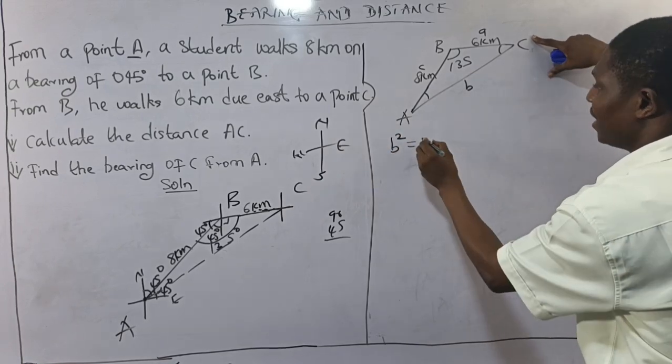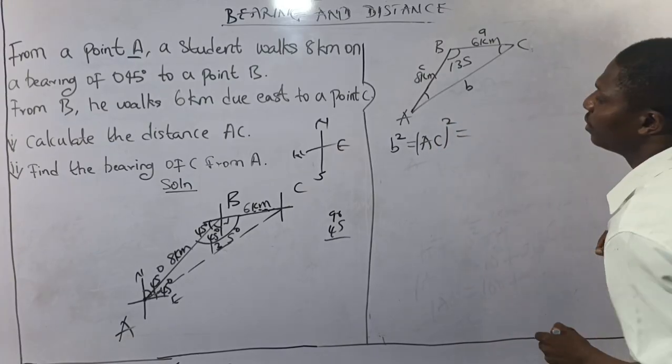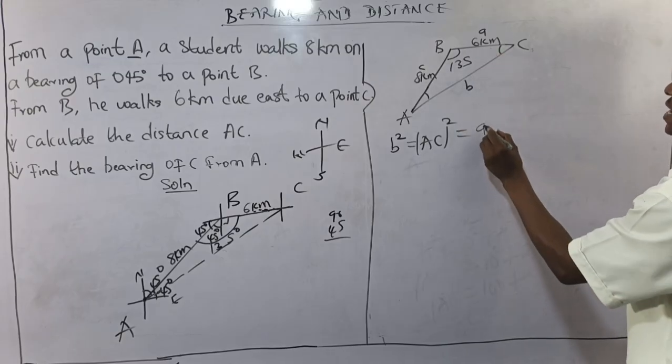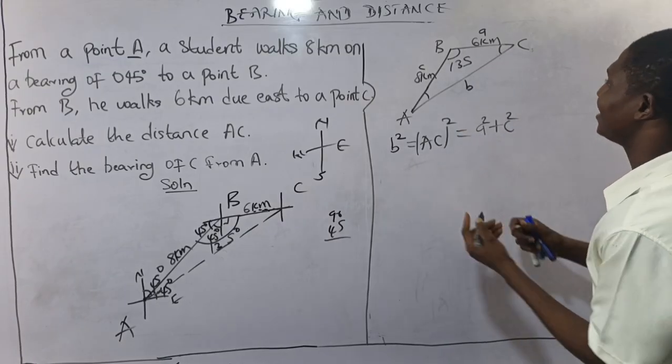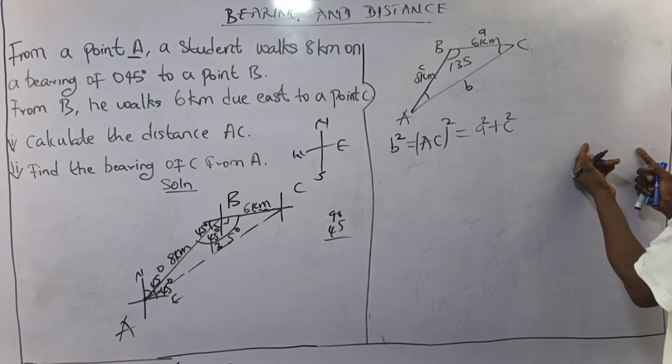B square equals A square, yes. So I have my AC in bracket square, which will give me B square equals A square plus C square. The first two letters, and this is a right angle, which is Pythagoras theorem. But since it's not a right angle, I will go further to use the cosine rule.